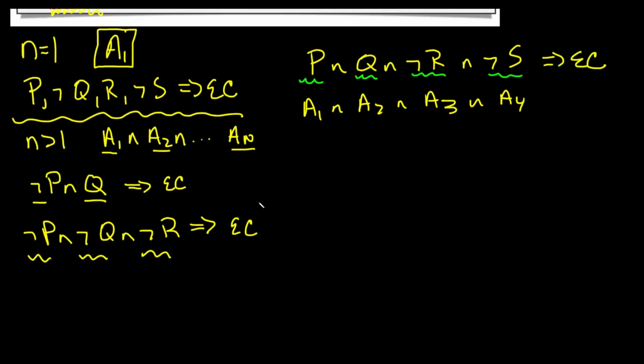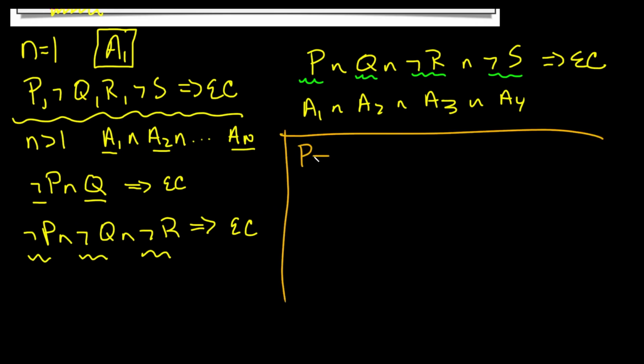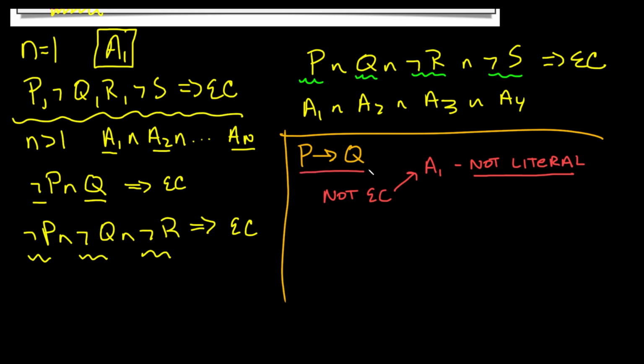Let's look at some examples of formulas that are not elementary conjunctions. A simple case would be P right arrow Q. P right arrow Q is not an elementary conjunction. And the reason for this is because if we treat it as a single formula, a sub 1, then it is not a literal. And remember, in order for a single formula to be an elementary conjunction, it needs to be a literal formula. But since this is not a literal formula, it's not a propositional letter or its negation, then it is not an elementary conjunction.